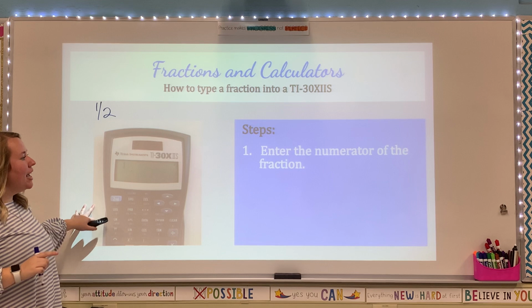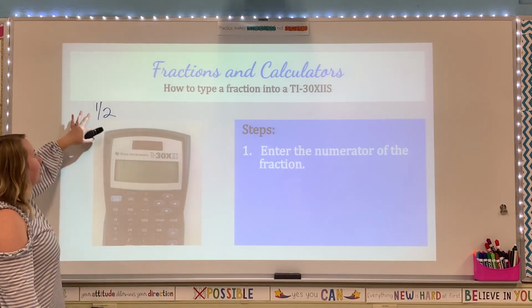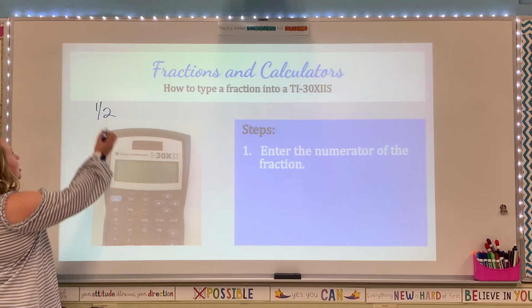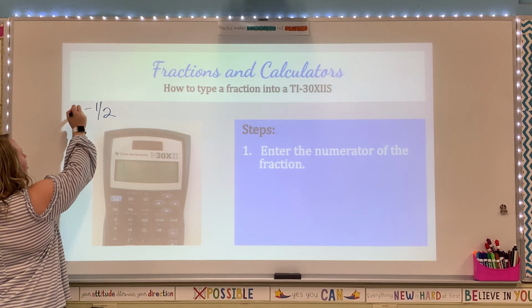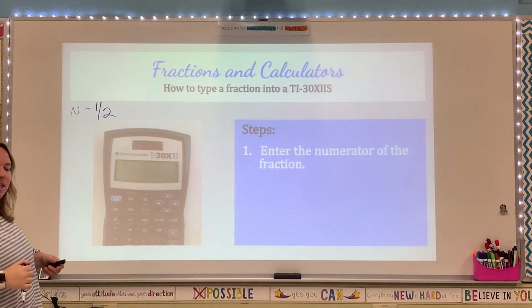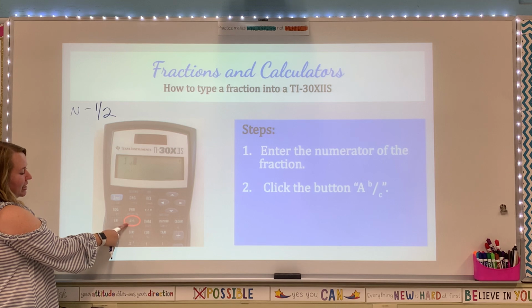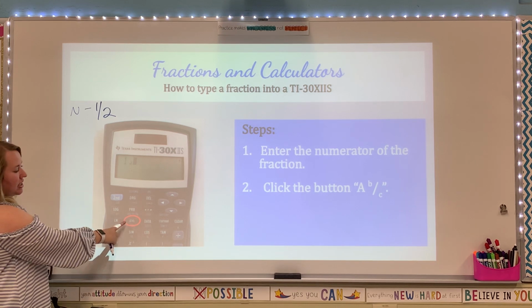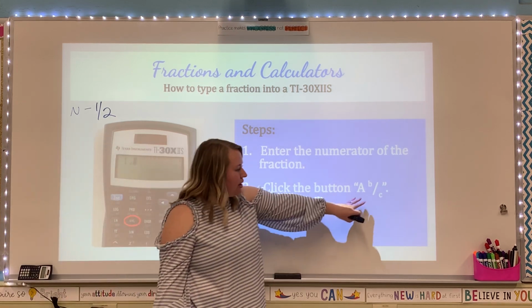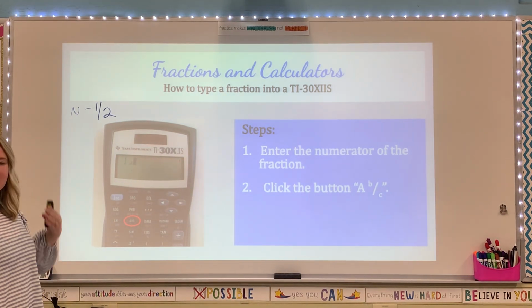So the first part is to enter in the numerator. Now the numerator is our number that's on top of the fraction. So our 1 is our numerator. And then to make sure the calculator knows we're dealing with a fraction, we have to click a button that looks like this. It's A, B/C, also written right here. When we click that, we're telling the calculator this is a fraction.